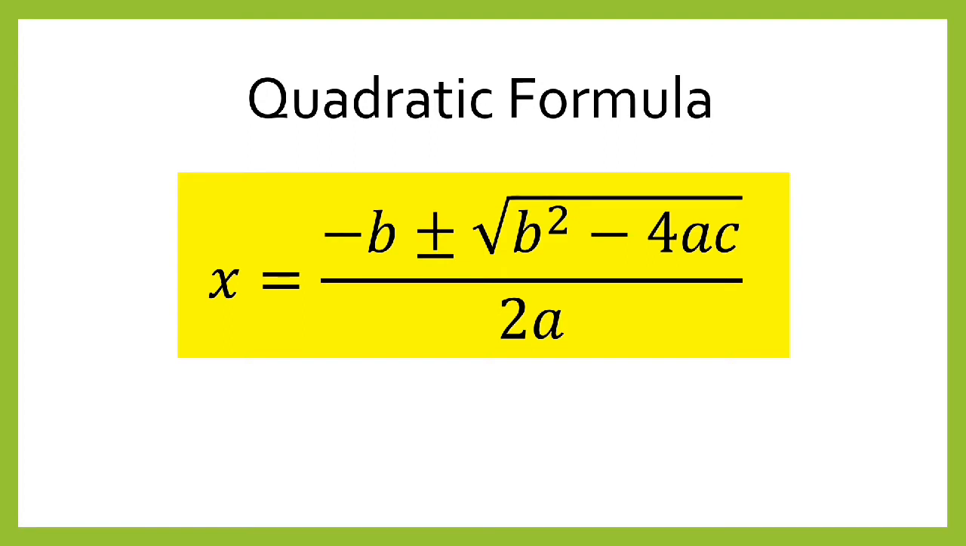Let us learn solving quadratic equations using quadratic formula. In order to solve quadratic equations, the only thing that you need to remember using this method is the quadratic formula. The quadratic formula is x equals negative b plus minus square root of b squared minus 4ac all over 2a.